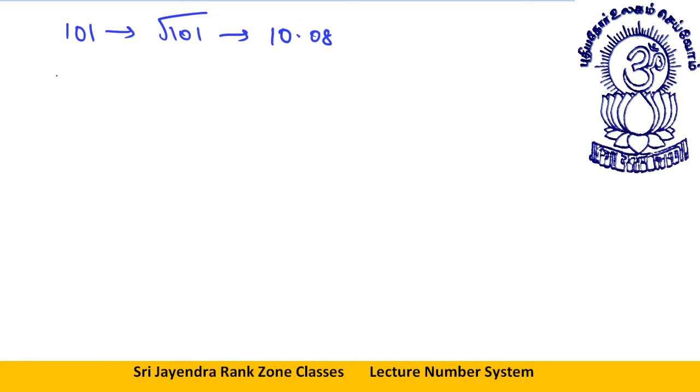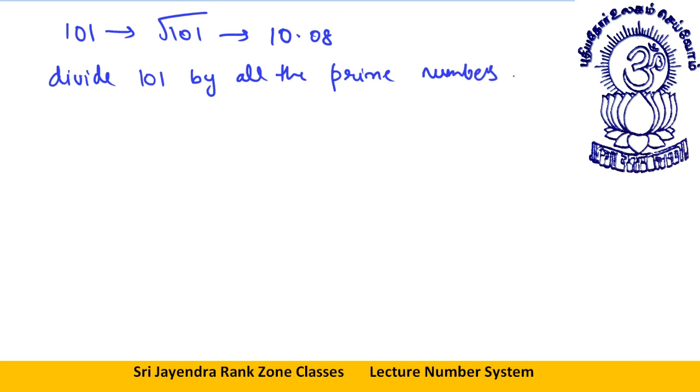So what I'll do, divide 101 by all the prime numbers lesser than under root 101. What are the prime numbers lesser than under root? They are 2, 3, 5, 7. That's all. These are the numbers.